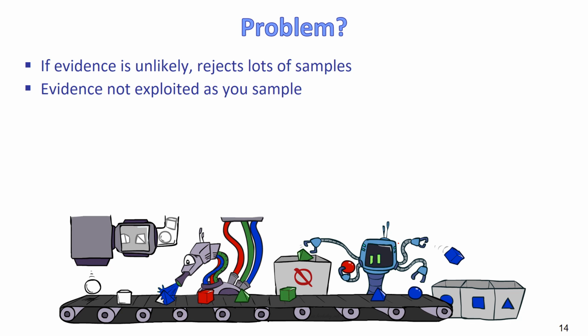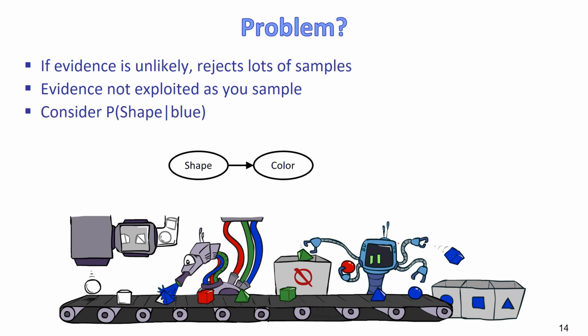The second one is that when we do the sampling, we didn't exploit the fact that we know the evidence at all. We only used the evidence when we got an inconsistent sample, but other than that, we don't exploit the knowledge that we have about the evidence.